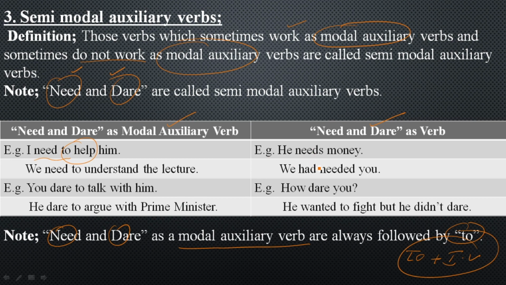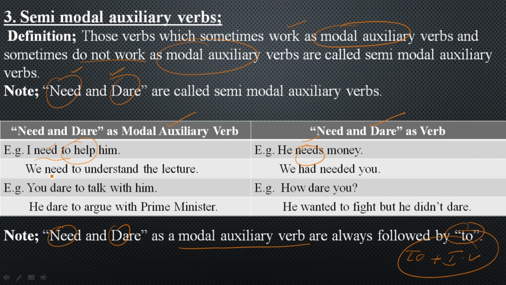In the second example, the same is used as a verb only. Suppose I say he needs money. Here it is need, needed, needing, needs. So this is only a verb. But here it is followed by to plus first form. So here it will be working as modal auxiliary verb.